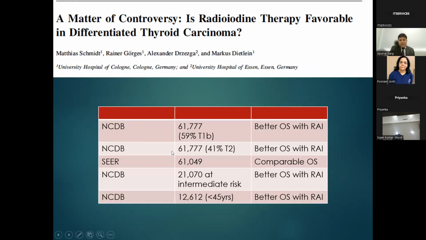So the National Cancer Database shows that there is better overall survival with radioactive iodine. The two studies have shown that there is better overall survival with RAI. The SEER database shows that there is comparable overall survival, and the newer NCDB studies also show that there is better overall survival with RAI.